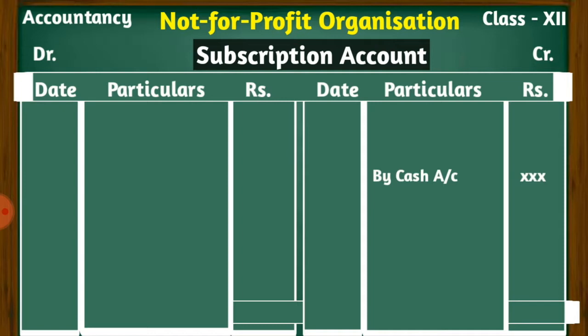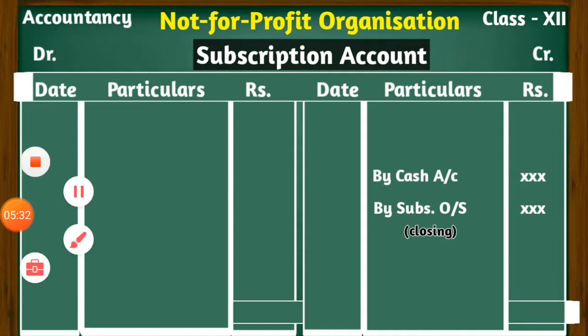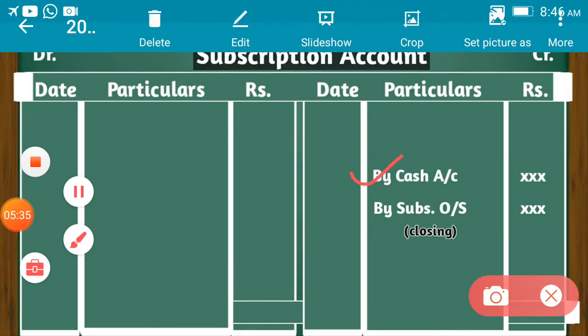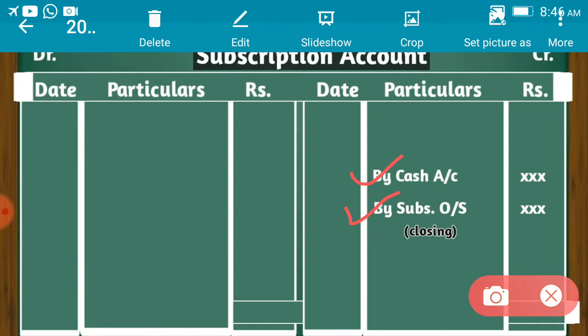In the subscription account, we are just making the ledger posting of the amount which has been received. Together with this, we have to enter one more amount, that is the amount of subscription outstanding. Amount of subscription outstanding means the amount of subscription unpaid or due but not paid, or the amount of subscription in arrears. Arrear, outstanding, due, unpaid, all have the same meaning. So first of all, you will mention the amount that you have received in cash, and after that the amount which you have not received. Both items will be mentioned on the credit side of the subscription account.